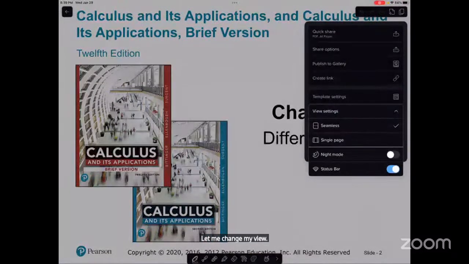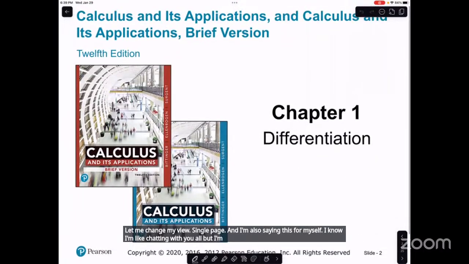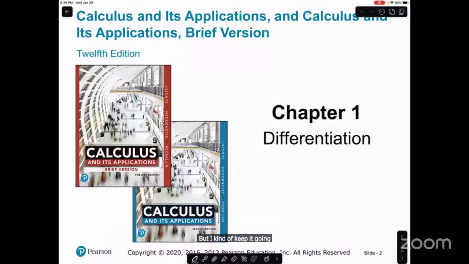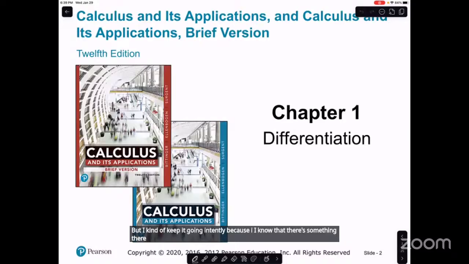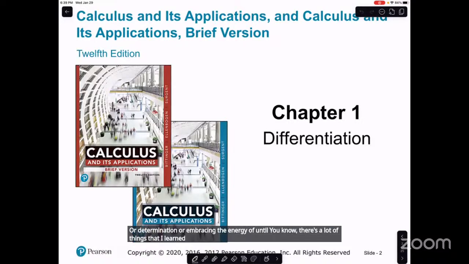Single page. And I'm also saying this for myself. I know I'm chatting with you all, but I'm saying this to myself. When I think about it, that's honestly what I've been doing. I'm just distracted by gaming all the time, but I keep it going intently because I know there's something there that I can actually help the world with, that I'm learning from those encounters. If it's not patience or determination or embracing the energy of until, it's a lot of things that I learned in these encounters, especially with Mobile Legends and gaming with people around the world, and the frustration and learning how to manage the different energies. It's really fun. It's really interesting.